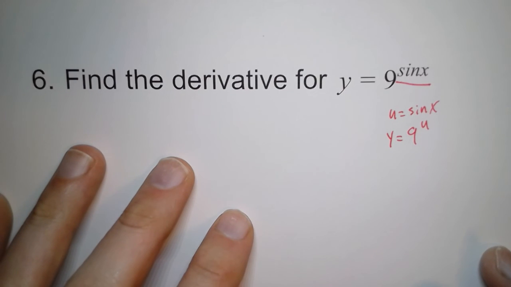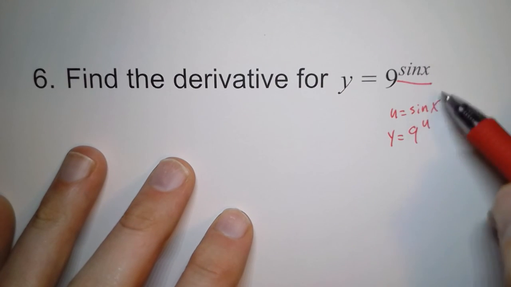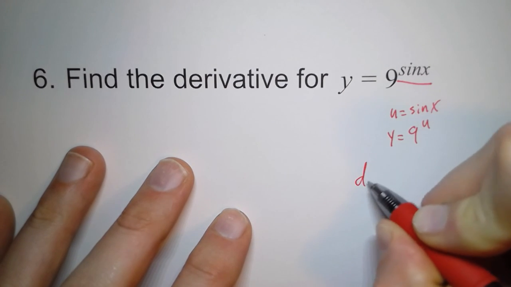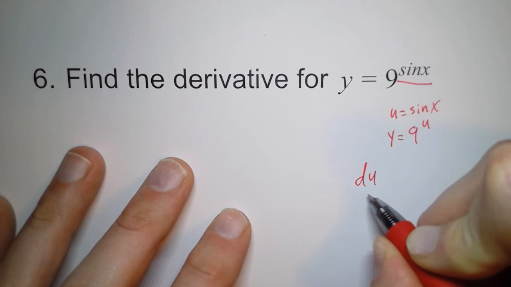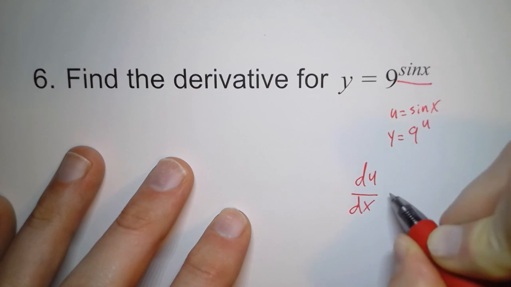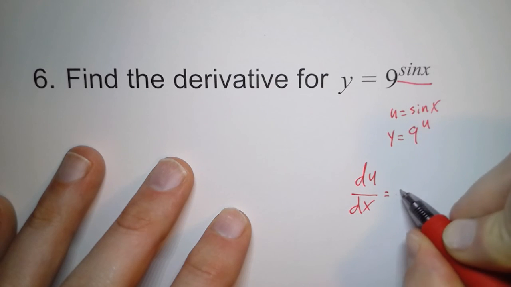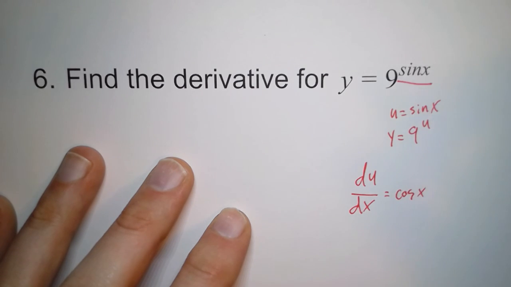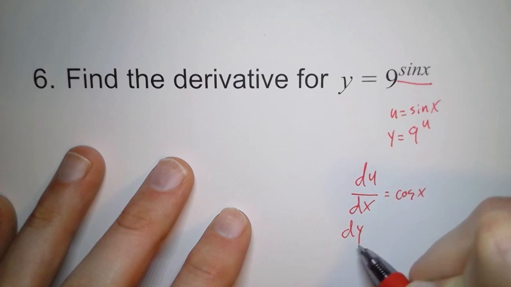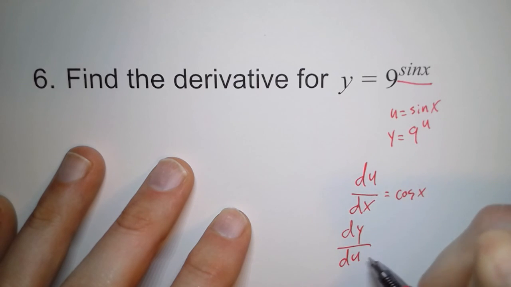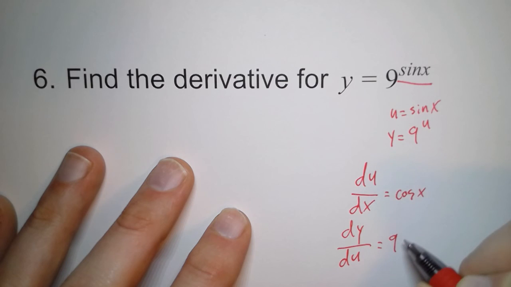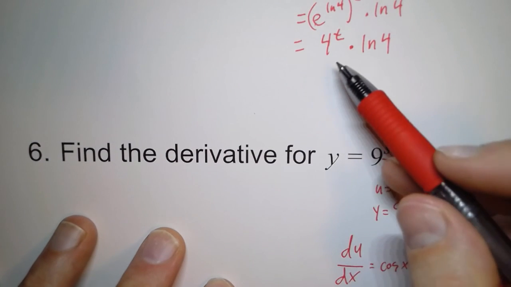So when we write, we're going to have to find the two derivatives of these separately. So du dx, that's the derivative of this part right here, is equal to cosine of x. And dy du is equal to 9 to the u times ln of 9. Now I got this just by using the pattern that we had up here.